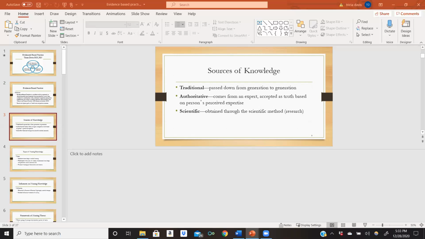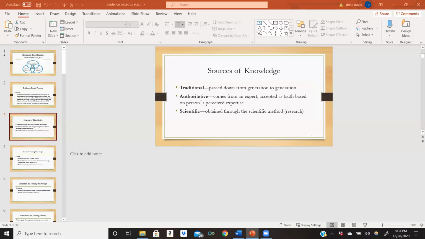We have authoritative, which comes from an expert. It usually is accepted as truth based on a person's perceived expertise. An example would be when a senior staff nurse teaches a new graduate nurse a more efficient method of doing a technical procedure, such as inserting an IV catheter or inserting a Foley. The senior nurse has gained knowledge through her expertise as a nurse, and the new grad accepts it as the truth based on the perceived authority of the experienced nurse. This is something you will probably see a lot in nursing.